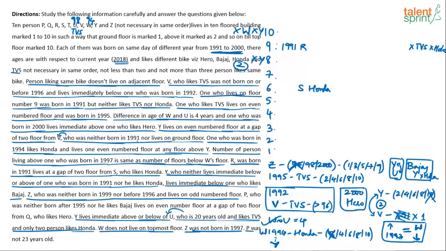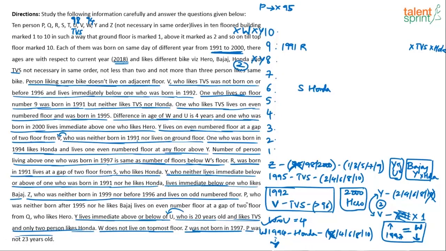P was not 23 years old. See, P was not 23 years old means P was not born in 95. Yes or no? I'll write it here. P was not born in 95. Because somebody who was born in 95 will be 23 years old in 2018. And the last statement says P was not 23 years old, which means P was not born in 95.